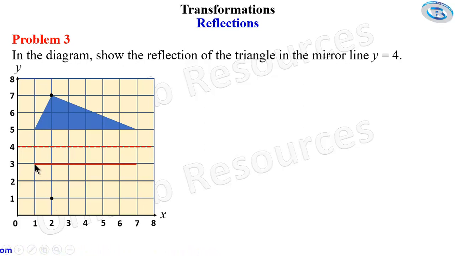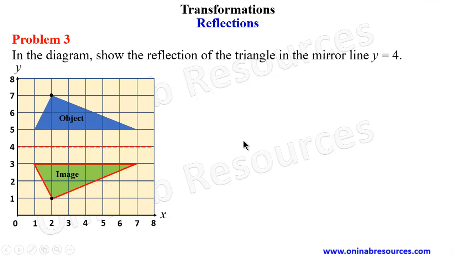We now join it to this line. We then join from this point to the other end of the base to get our image. While this still remains the object, this is the image after reflection in the mirror line y equal to 4. And that is all for problem 3.